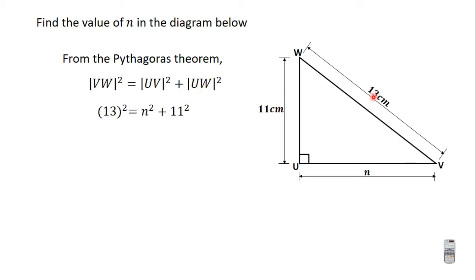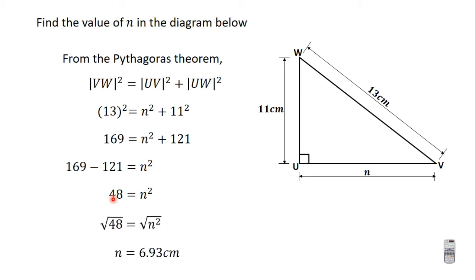From the diagram, VW is 13 centimeters. So 13 centimeters squared is equal to UV is n, so n squared, plus UW is 11 centimeters, so 11 squared. 13 squared is 169. 11 squared is 121. You can do this on your calculator. You group like terms, you have 169 minus 121 is equal to n squared. This will give us 48 is equal to n squared. You take square root of both sides, and n is equal to 6.93 centimeters. So using the Pythagoras theorem, we have been able to find n to be 6.93 centimeters.